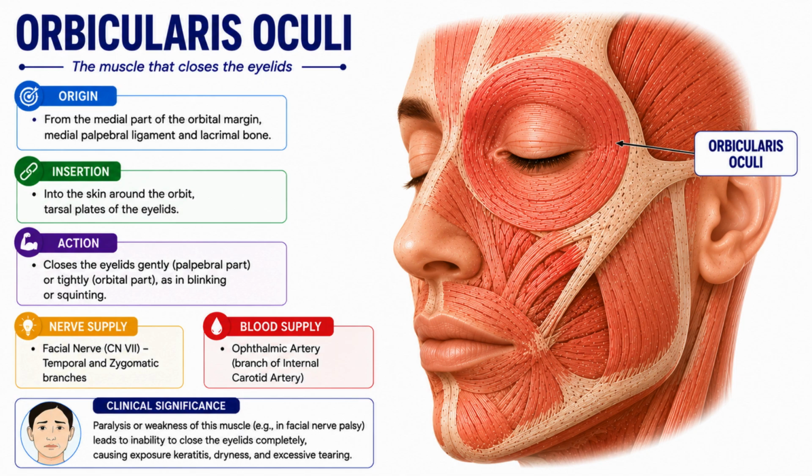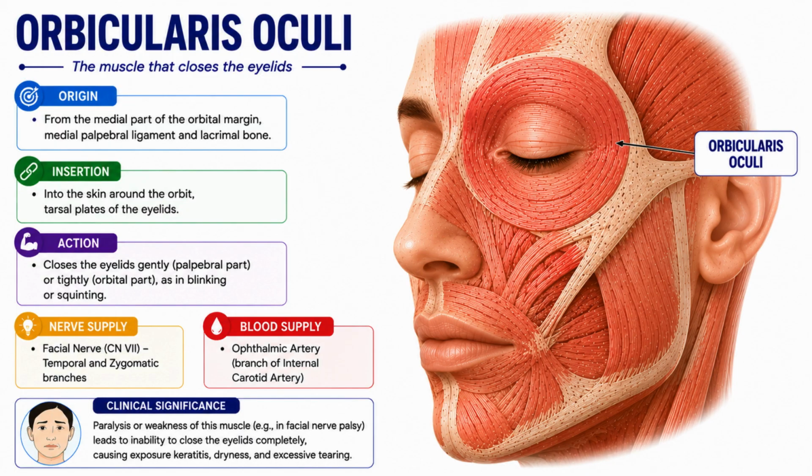It gets its nerve supply from the facial nerve, that is the seventh cranial nerve, mainly from the temporal and zygomatic branches. The blood supply of Orbicularis Oculi is the ophthalmic artery, that is the branch of the internal carotid artery.